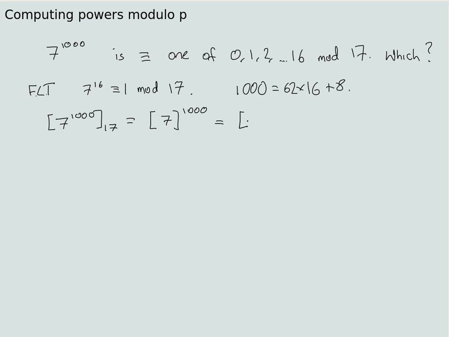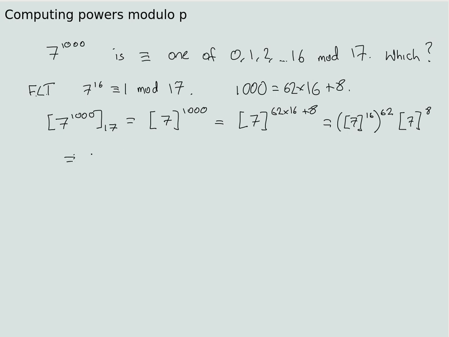Okay, so what I can do here is rewrite this as 7 to the power 62 times 16 plus 8. And we can use this trick of using the exponent laws, which we've done quite a few times now. So this is the class of 7 to the power 16, all to the power 62, times the class of 7 to the power 8. So we're using the exponent laws in groups as we've done a whole bunch of times already. And as usual, we observe that 7 to the power 16 is congruent to 1.